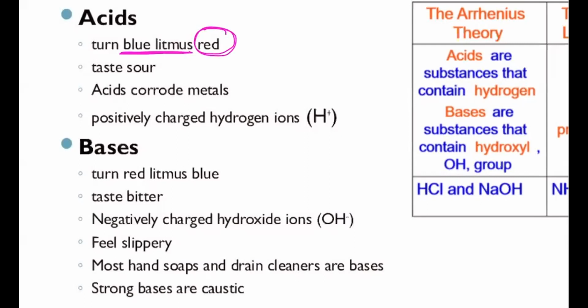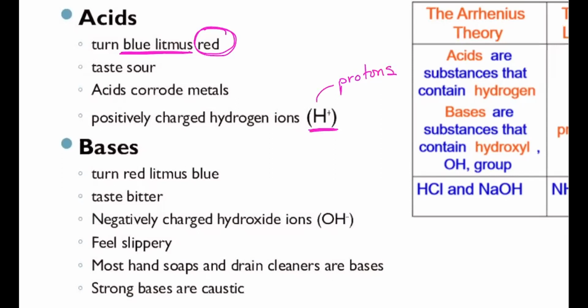Acid tastes sour. So whenever you are eating limes or lemons, that sourness is because there are acids present. It is known that acids react with metal and corrode them. And in general, the main thing that we know that acids do is that they have positive hydrogen ions, these H+, which we actually call protons. And acids actually like to donate them.